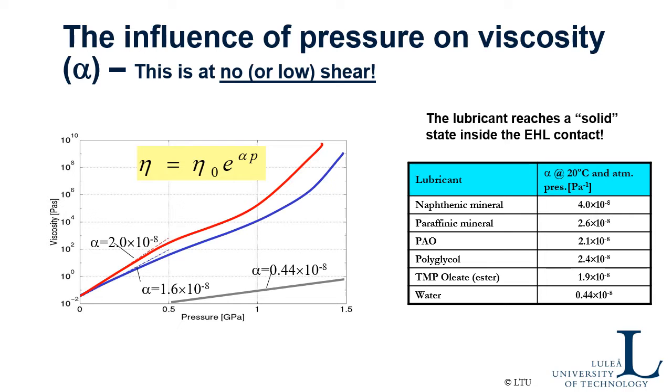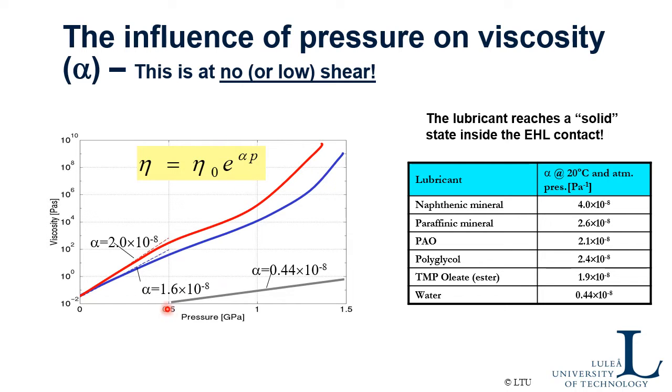The alpha varies for different types of lubricants. Naphthenic mineral oils have a pretty high number. Polyalpha olefin has a significantly smaller number, and ester even smaller. Smallest of all the different fluids is alpha for water. It maybe looks like a small difference here, but this factor 4 difference between the ester and the water makes a big difference when you put it in an exponential expression like this.